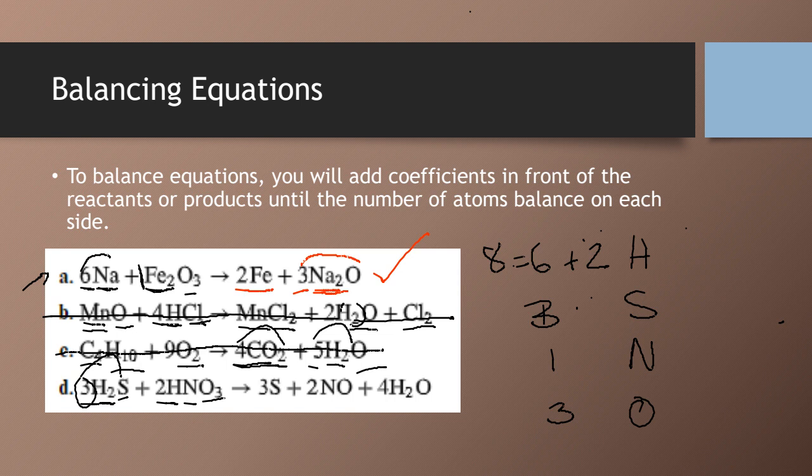On the right-hand side, we have 3 sulfurs. NO is just 1 nitrogen, 1 oxygen, so there's 2 of each. Oh, I'm missing a few things over here. Let's look at this one again. 6 hydrogens and 3 sulfurs. 2 hydrogens, 2 nitrogens, and 6 oxygens.